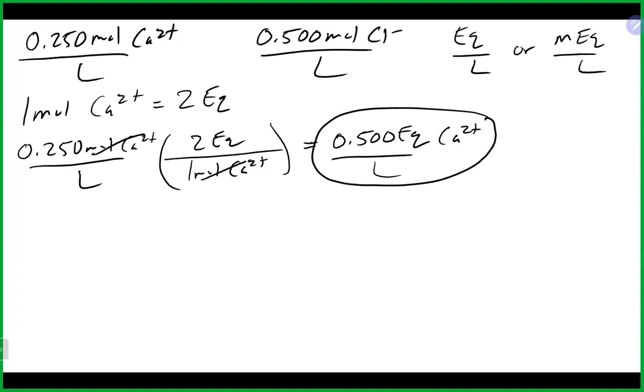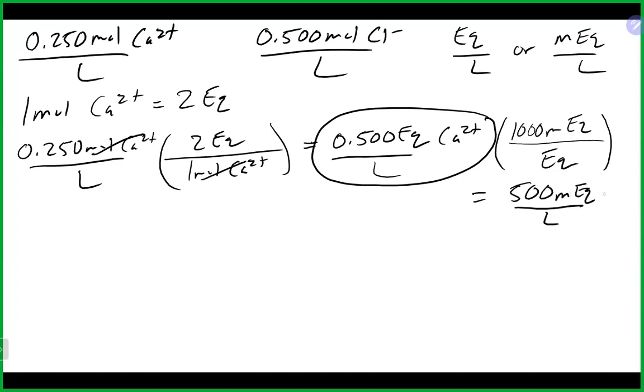We also could do our milli conversion on this one like we did on the previous problem. 1,000 milliequivalents in an equivalent will give us 500 milliequivalents per liter of calcium ions. Question on that one there.